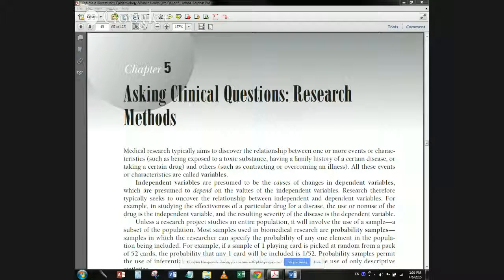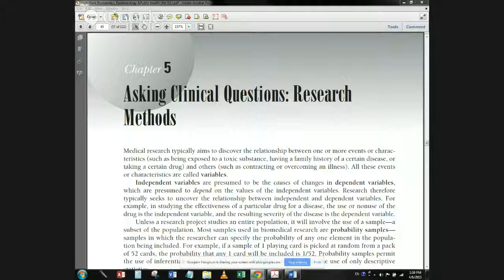For example, in studying the effectiveness of a particular drug for a disease, the use or non use of the drug is the independent variable, and the resulting severity of the disease is the dependent variable.